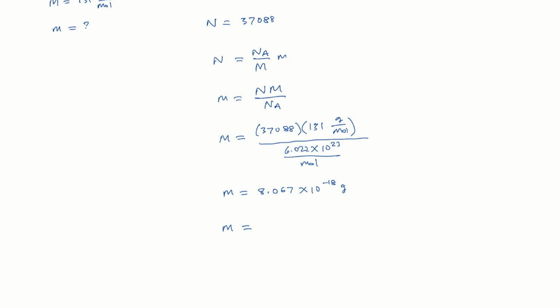And so let's use 3 sig figs. 8.07 times 10 to the minus 18 grams. And this is the mass of the isotope of iodine that has the atomic mass of 131, that has an activity of 1.00 picocuries.